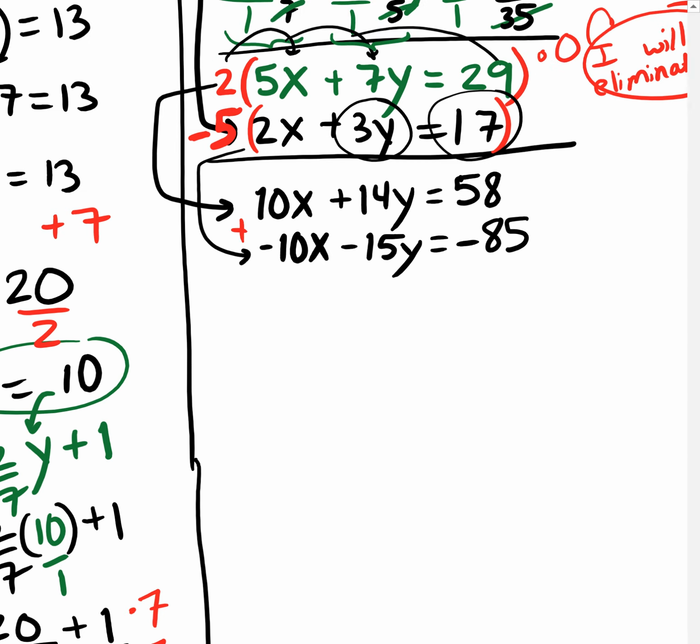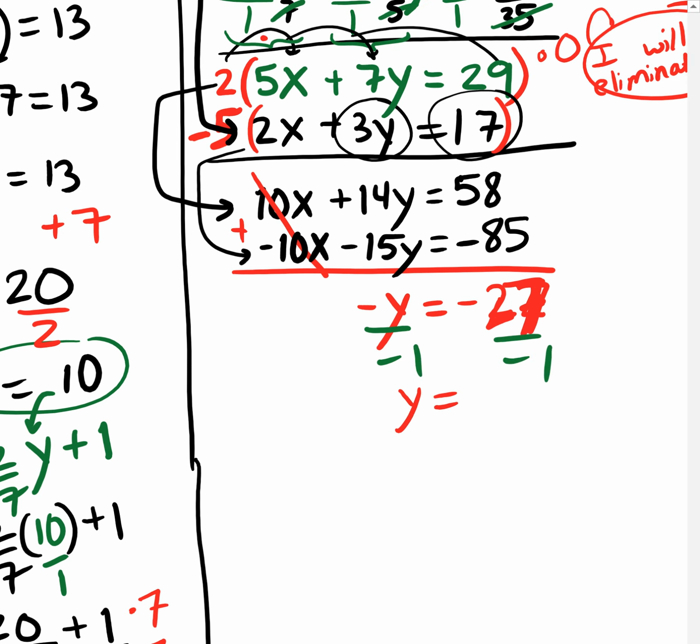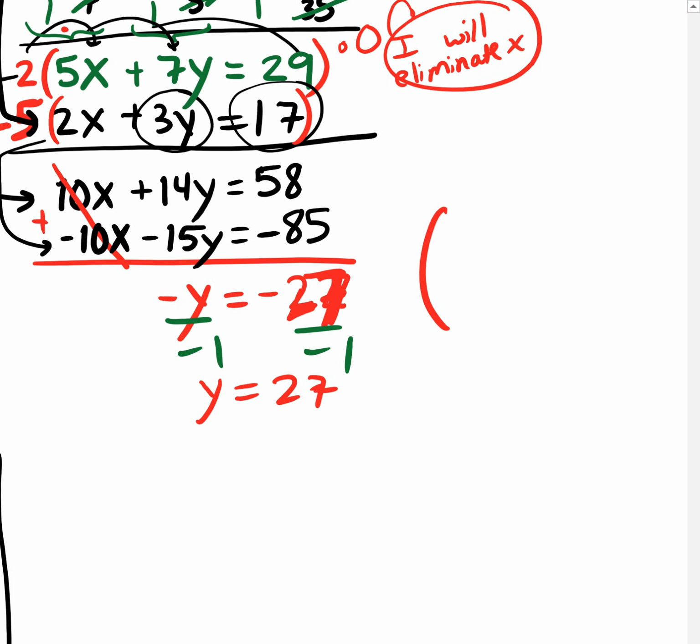Alright, now we're able to add these together, and the x is cancelled, because 10x and negative 10x makes 0. 14y and negative 15y is negative y. 58 minus 85 is negative 27. But negative y equals negative 27. That means I need to get rid of that negative. So you can multiply both sides by negative 1 or divide. That negative over the negative will make a positive 27.